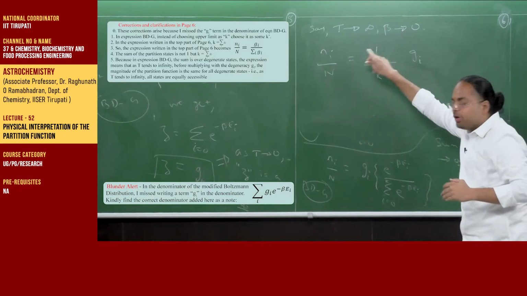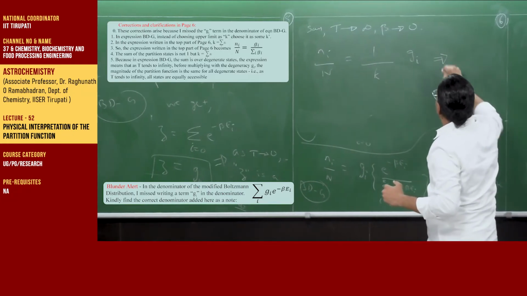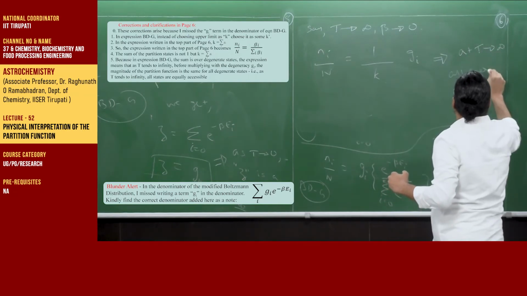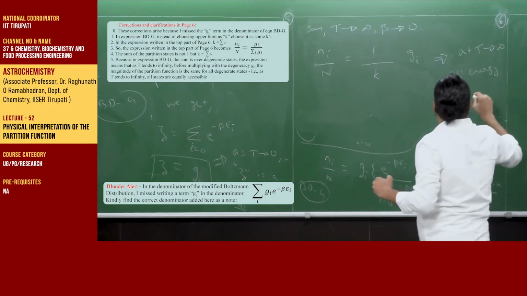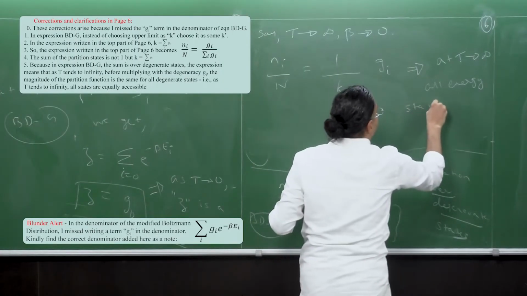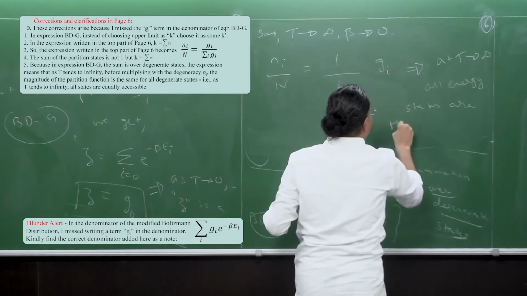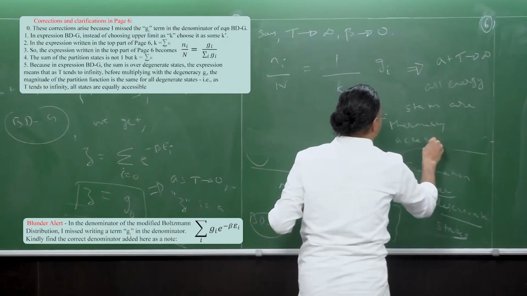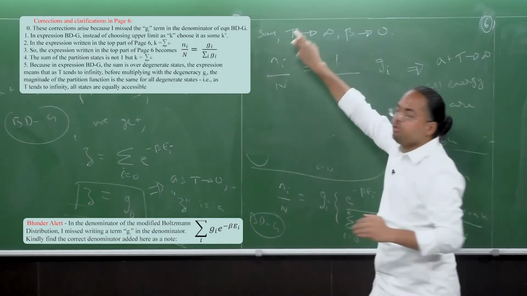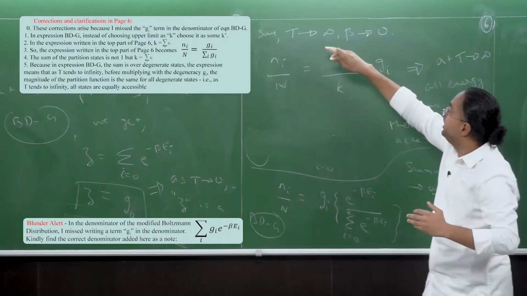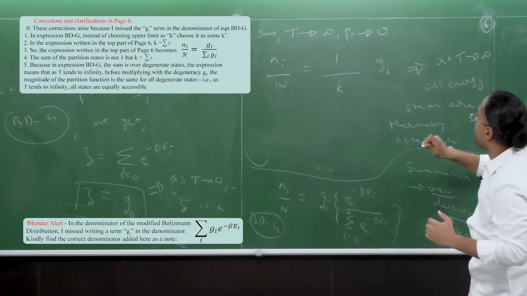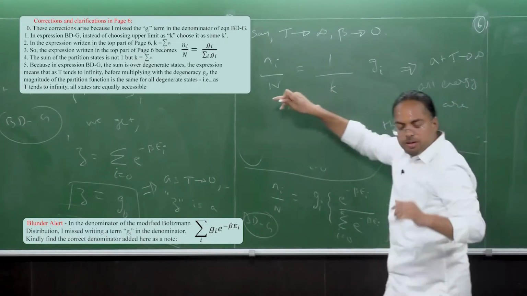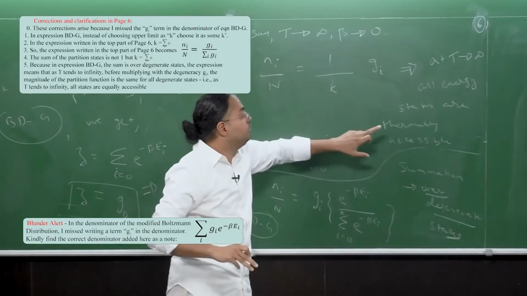So this particular statement implies that at T tends to infinity, all energy states are thermally accessible. So we saw one more example, by considering the other extreme case as T tends to infinity, that my Boltzmann distribution implies that all energy states are accessible at T tends to infinity.